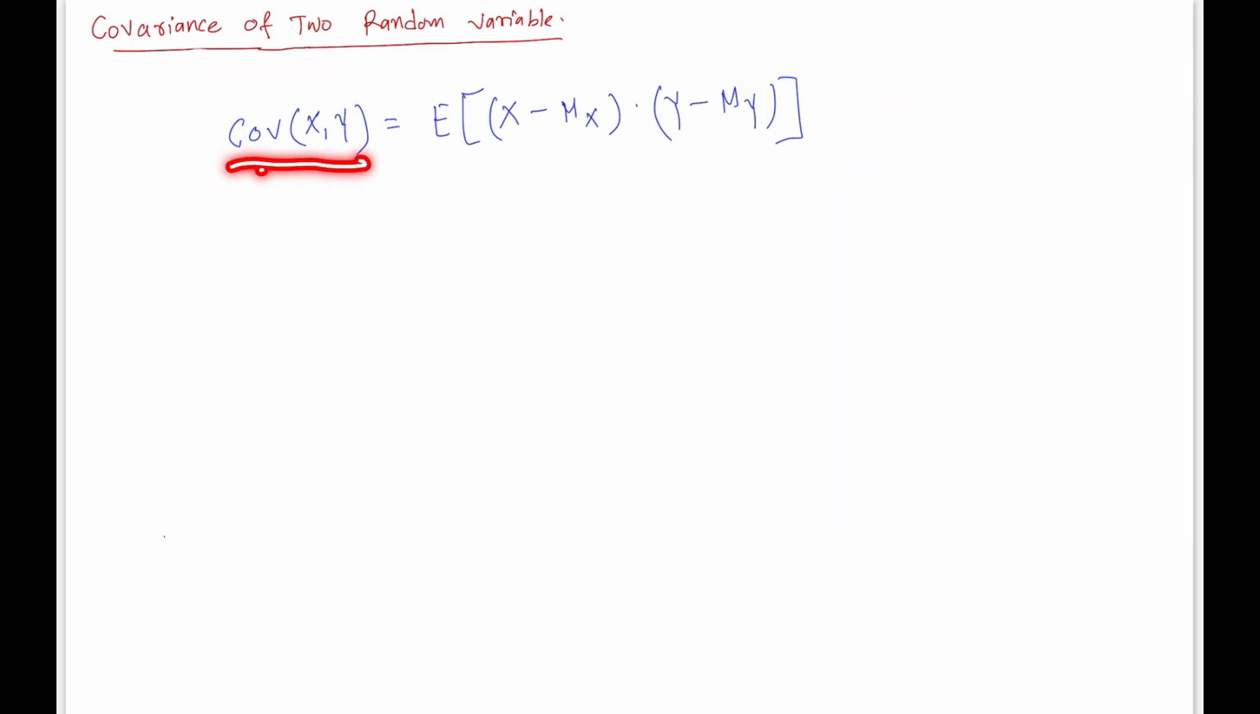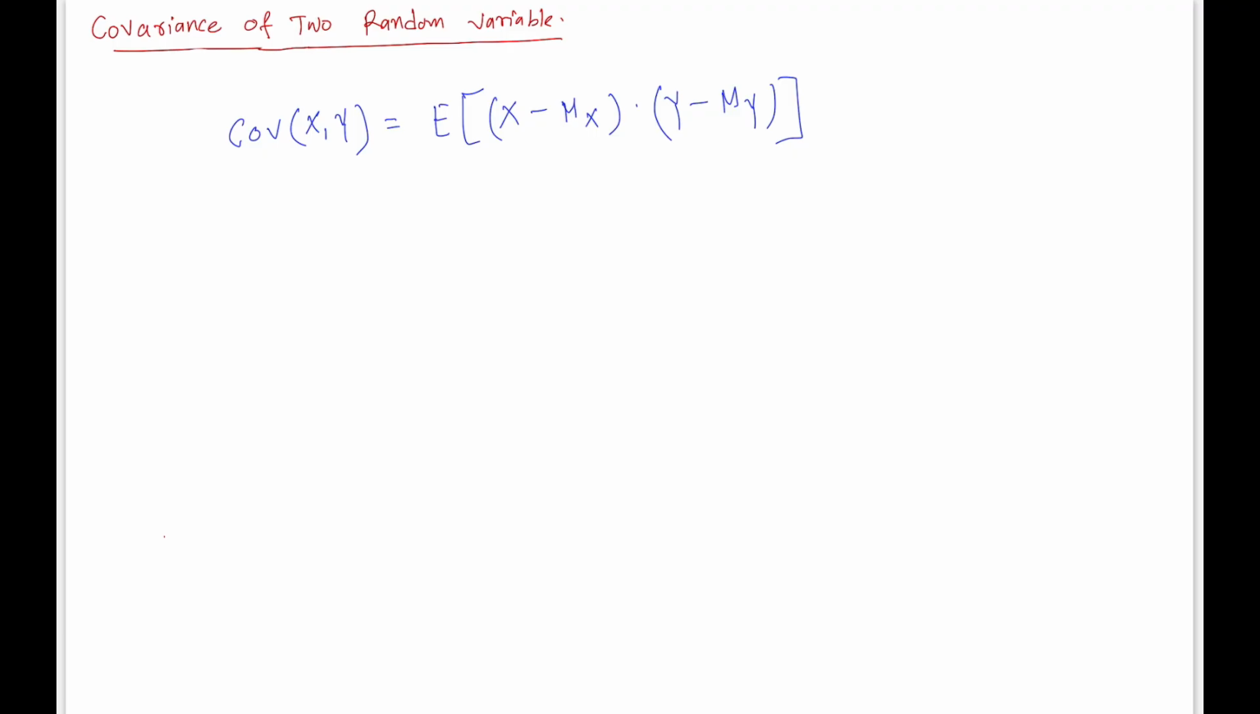This is the notation for the covariance of the random variables x and y, and it is equal to the expected value of the product of the deviations of random variable x and random variable y from their means. So it is the expectation of the product of the deviations from the mean. This is what the covariance is.